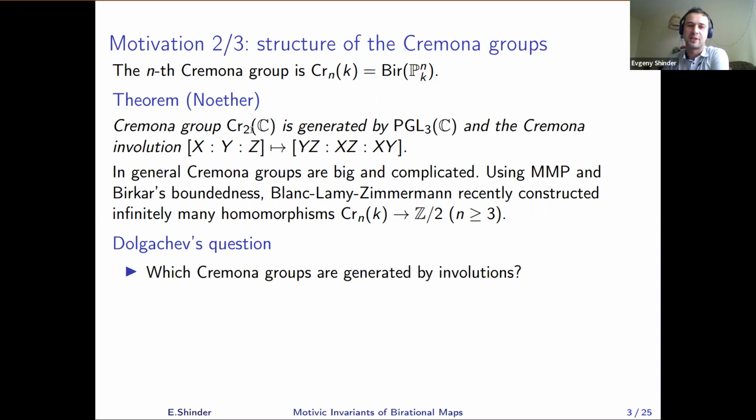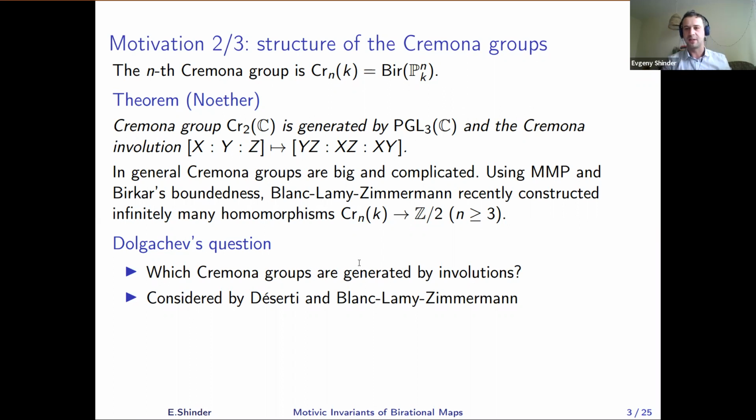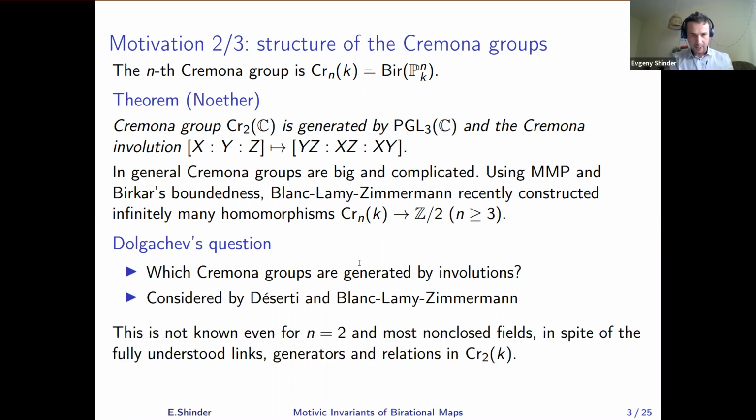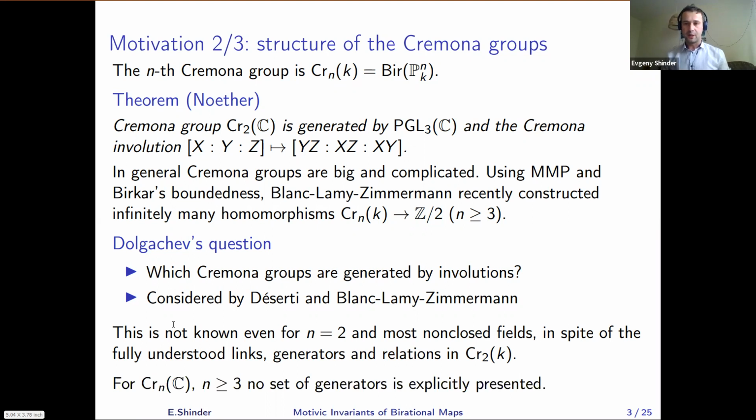And so the answer is, from the Noether theorem, it follows that for P2, over complex numbers, it is generated by this involution and PGL3, which itself is generated by involutions, so Cremona 2 over complex numbers is generated by involutions. And not much was known about this, specifically in dimension 3 or higher. It's even complicated for Del Pezzo surfaces over non-closed fields, and for higher dimensional projective spaces, there's no set of generators. And what I'll be talking about is more into obstructions to this kind of thing rather than explaining that it is generated by certain elements.